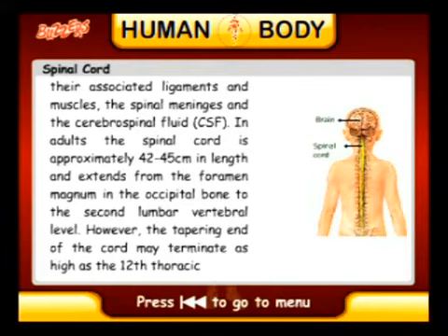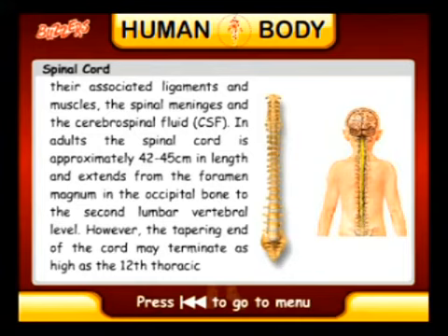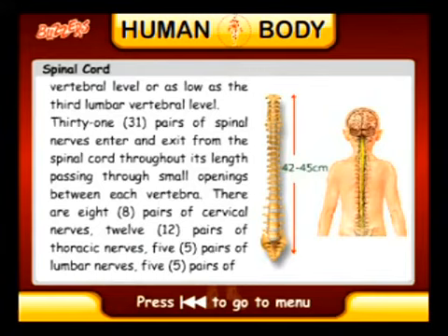cerebrospinal fluid, CSF. In adults, the spinal cord is approximately 42 to 45 cm in length and extends from the foramen magnum in the occipital bone to the second lumbar vertebral level. However, the tapering end of the cord may terminate as high as the 12th thoracic vertebral level or as low as the 3rd lumbar vertebral level.